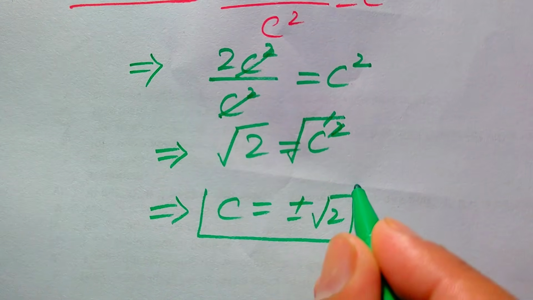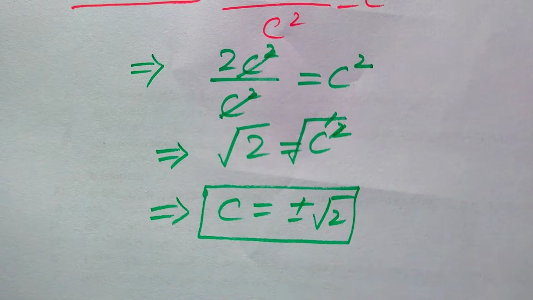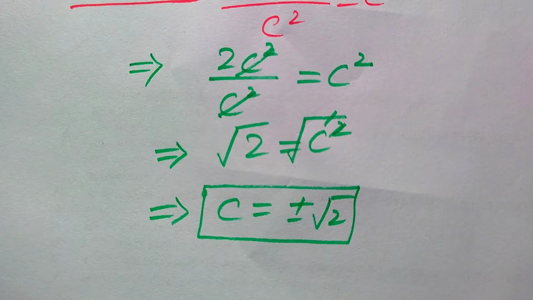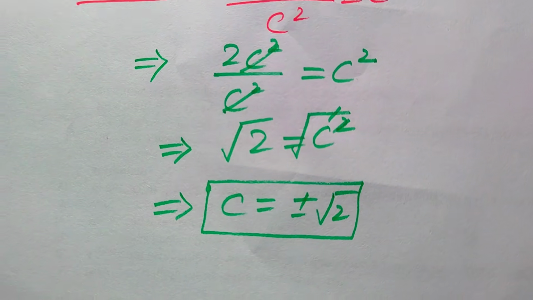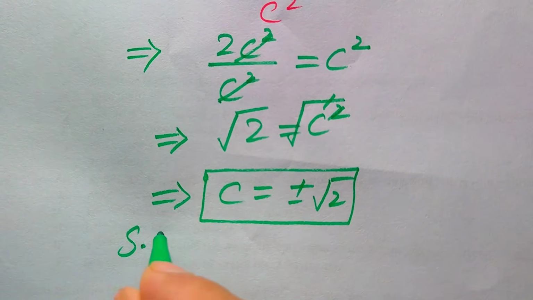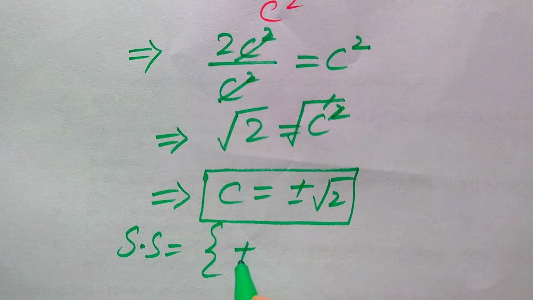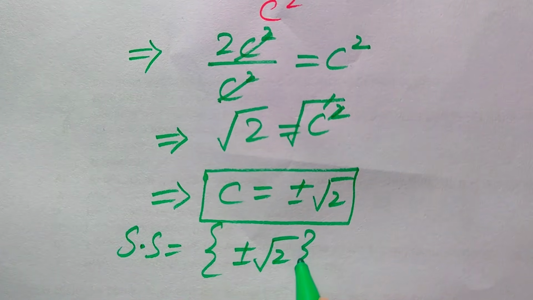So in the second method, we get these two roots of the given equation, and in the first method, we already verified that both of these roots satisfy our given question statement. So finally, the solution set of this problem is plus minus square root of 2.